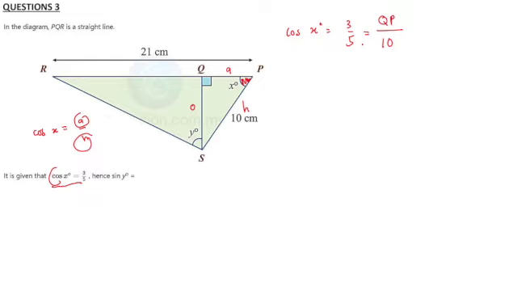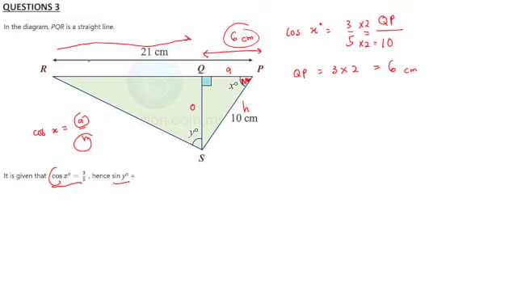So 3 is adjacent QP, 5 is hypotenuse, which is 10. So to get 10, 5 times 2. So the upper side, 3 times 2, is equal to QP. So QP is equal to 6. So there is our QP, 6. Then we need to find sin y. Why do we find QP? Because we need to know RQ. So automatically we can know RQ when we get QP. So RQ equals 21 cm minus 6 cm, so we have 15 cm. Okay, now can we find sin y?